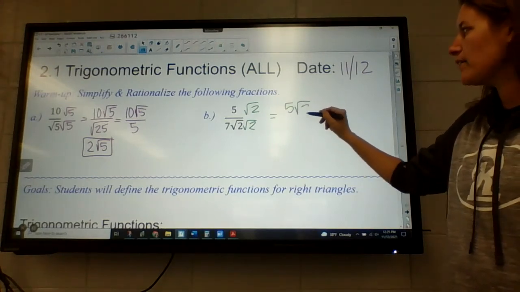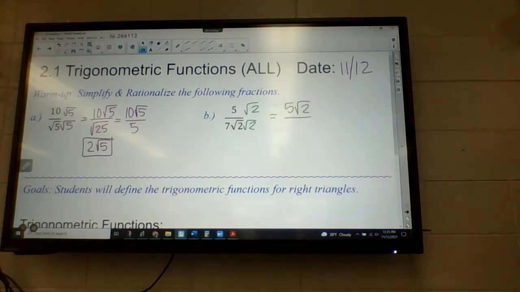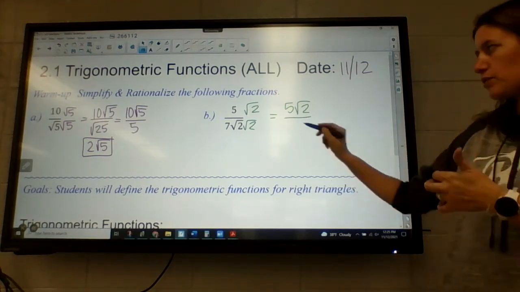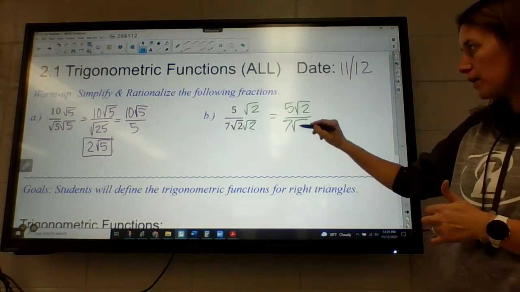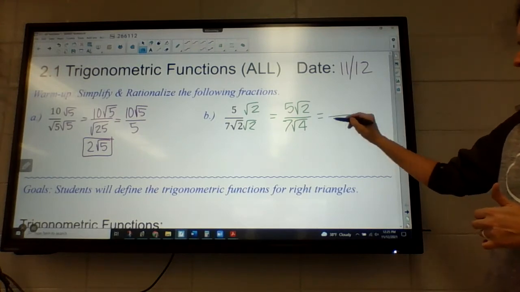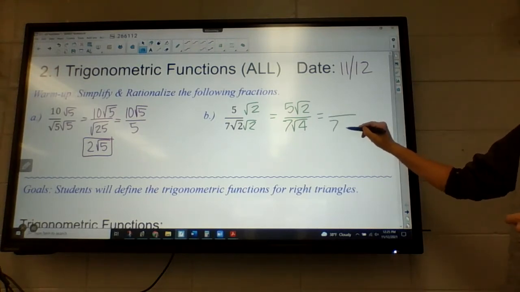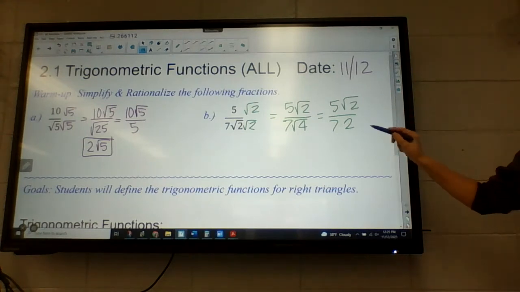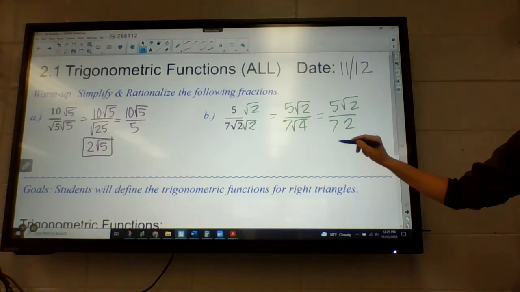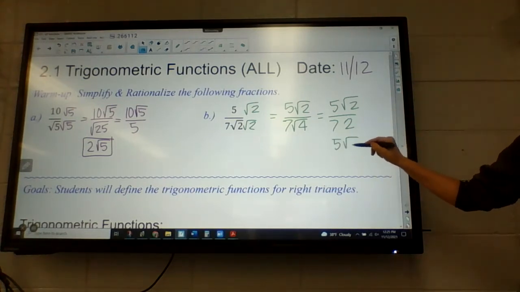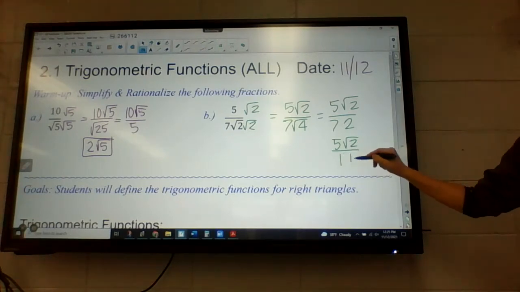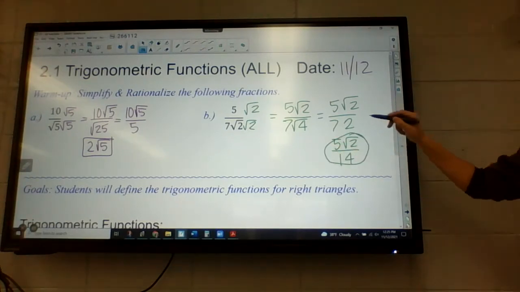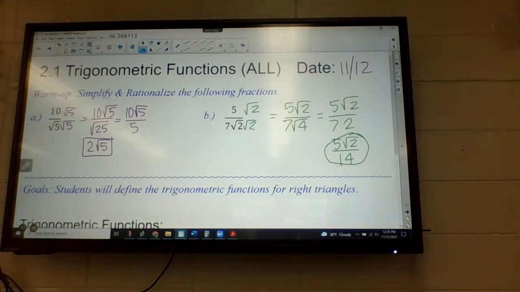So this becomes 5 square root of 2 on the top. On the bottom, it's 7 times the square root of 2 times the square root of 2, which is the square root of 4, which is just going to be 2. And then 7 times 2 is 14. Now, it is important to point out you cannot cancel those 2's. One's underneath the square root and the other one's not. So you can't just cancel them because you see both the 2's. Okay.